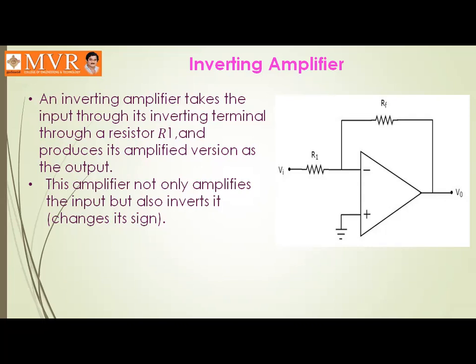Coming to the operation of this circuit, this op-amp is going to act as an amplifier, as well as invert the input signal. Invert means it phase shifts the input signal by 180 degrees. That means if you give a positive cycle as input, the output will be a negative cycle. This is what you are going to observe in the inverting amplifier.